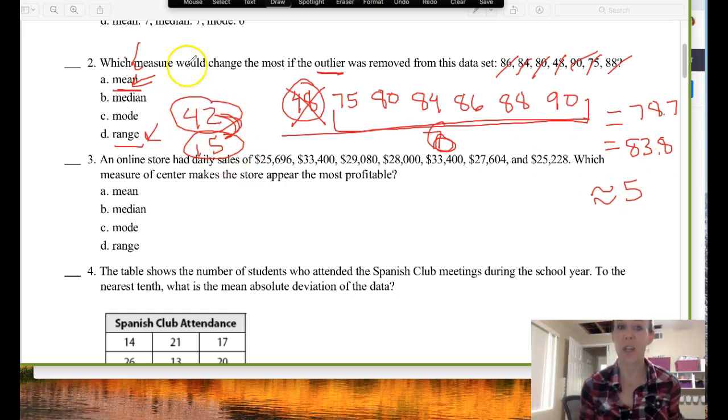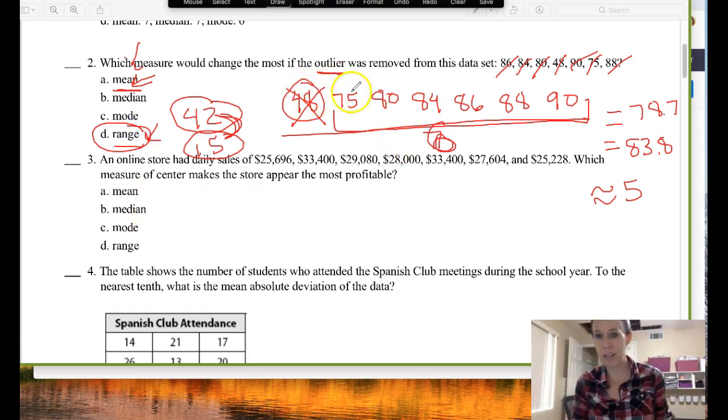That's a lot. So which measure changes the most if you get rid of the outlier? It's the range. The range changes the most. When I do the average and add these all up and divide, it seems to average this lower number out more than just counting the range. The difference from the least to the greatest is going to be really affected by this particular outlier.